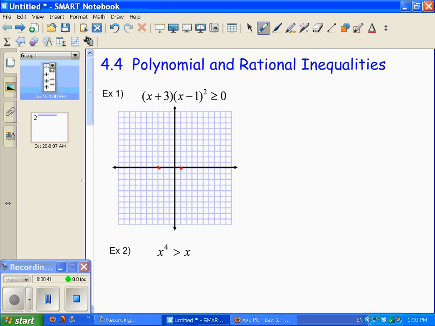Now, if I were to multiply all of this out, what would be my highest power? Cubed. Okay. So my end behavior is going to do what? It's going to be like a cactus. Okay. And then what's going to happen at -3? Is it going to cross it or bounce? It's going to cross through it. How about at 1? Will it cross through it or bounce? Bounce.